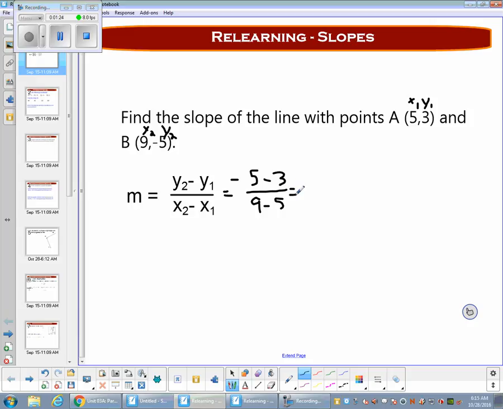So I have negative 5 minus 3, which is negative 8. 9 minus 5, which is 4. And now 8 over 4 is 2. We have a negative on there, so this answer is negative 2. All right, next problem.